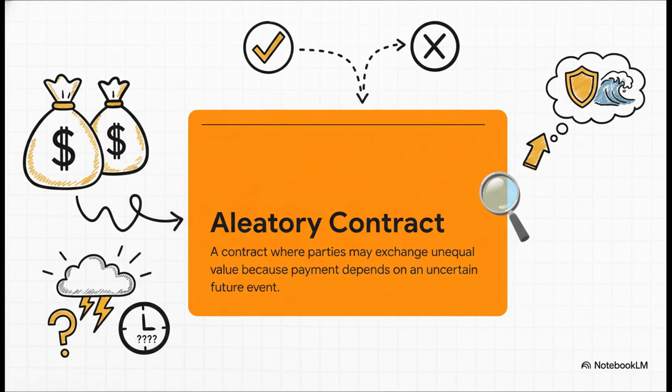Okay, here we go. This is it. This is the definition you need to burn into your brain. An aleatory contract is just a contract where the two sides might exchange unequal amounts of value. And why? Well, it's because the payment totally depends on some uncertain thing happening in the future. That's the whole ballgame right there. Unequal value because of an uncertain event.